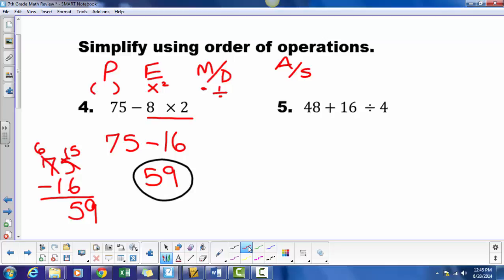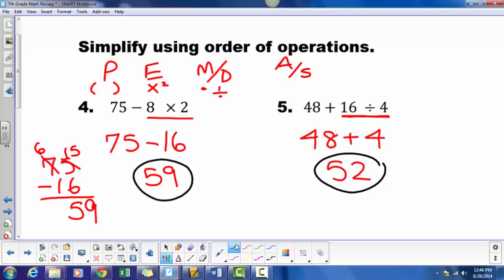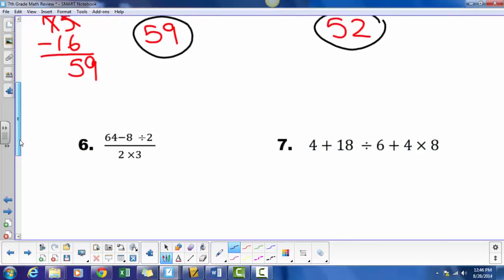Let's do that again. 48 plus 16 divided by 4. Order of operations says to do the division first. 16 divided by 4 is 4. 48 plus 4 is 52. All right. Let's do a couple more.